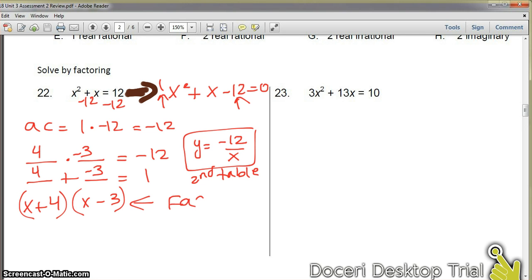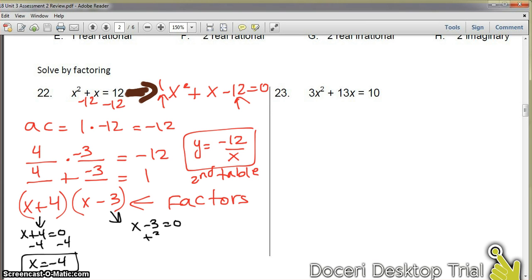But are they asking us to find the factors, or are they asking us to solve? To solve means to actually find what x is equal to. So set this one equal to 0 and solve for x. So x is equal to negative 4. And set this one equal to 0 and solve for x. So x is equal to 3. So every time they ask us to solve, it means you are supposed to find the roots.